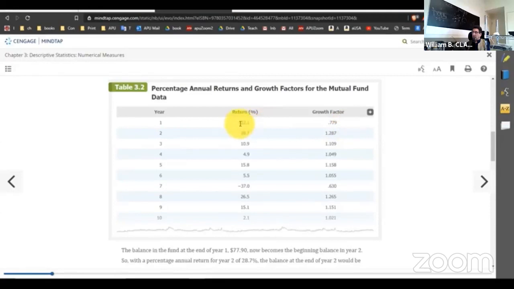So in the first year, the return was negative 22% about. The second year, the return was 28, maybe even 29%, we could say, approximately. So we got an increase there. So whatever it was at the beginning of year 2, it increased by about 29% over that year. In the third year, it increased by about 11%, and so on.